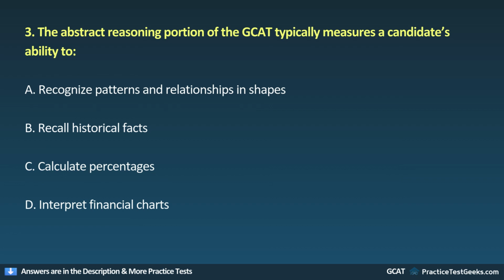3. The abstract reasoning portion of the GCAT typically measures a candidate's ability to A. Recognize patterns and relationships in shapes. B. Recall historical facts. C. Calculate percentages. D. Interpret financial charts.